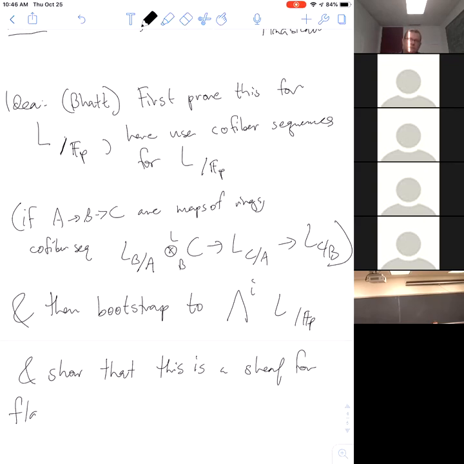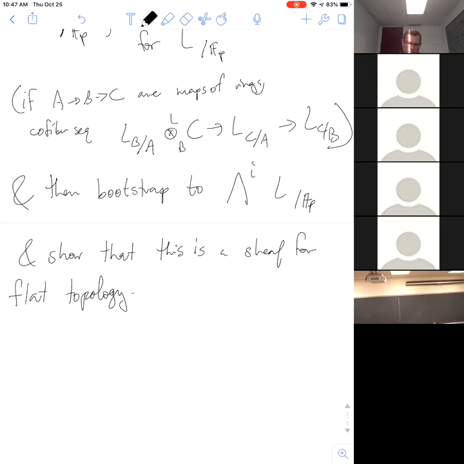For the flat topology. So the idea is that you want to show that some construction like TP is a sheaf for the flat topology, and the idea is that you do all of this by breaking it into building blocks, which are simpler, and then proving it for these building blocks directly. And so the building blocks are the cotangent complex and its wedge powers, and then you show that directly using these cofiber sequences.